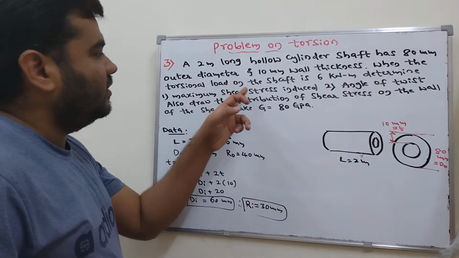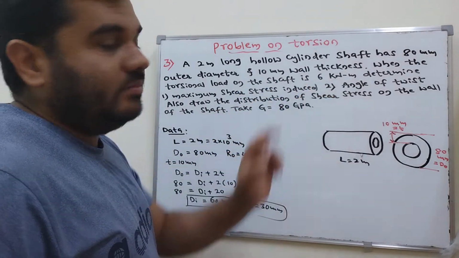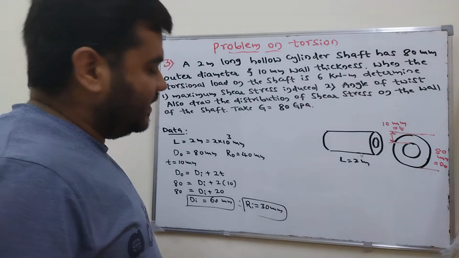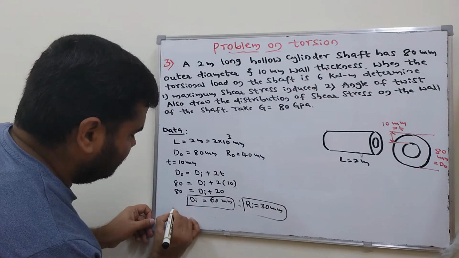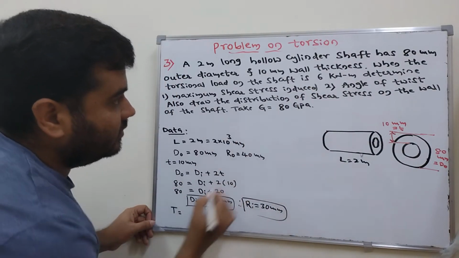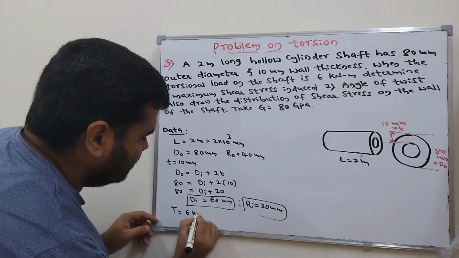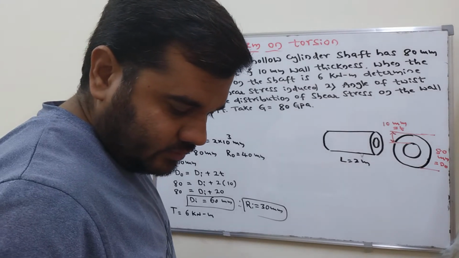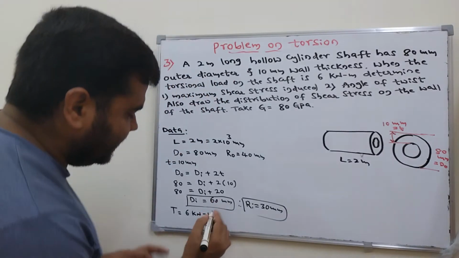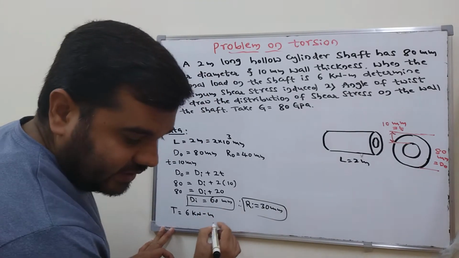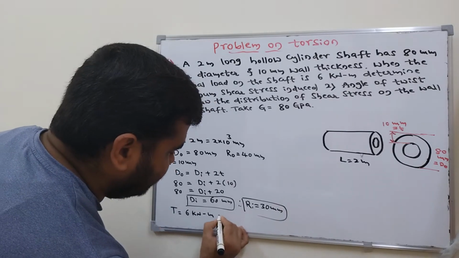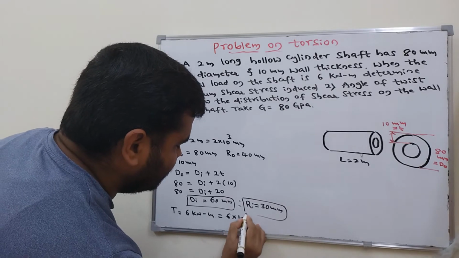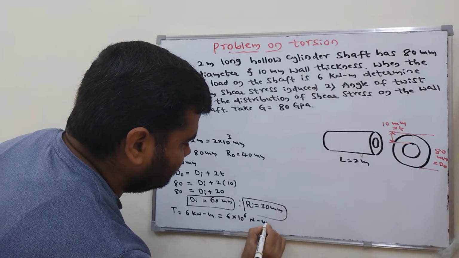The torsional load on the shaft is 6 kilonewton meter. What is this 6 kilonewton meter? It is the torque. Torque T equals 6 kilonewton meter. Convert this into Newton mm. That is 6 into 10 raised to 3, 10 raised to 3, so 6 into 10 raised to 6 Newton mm torque.